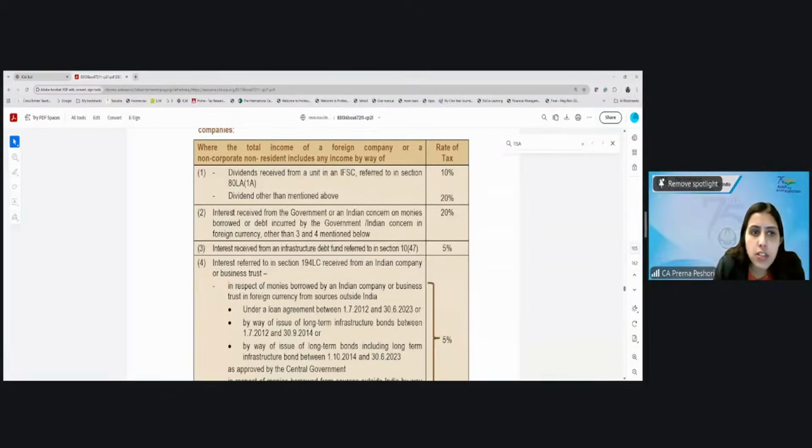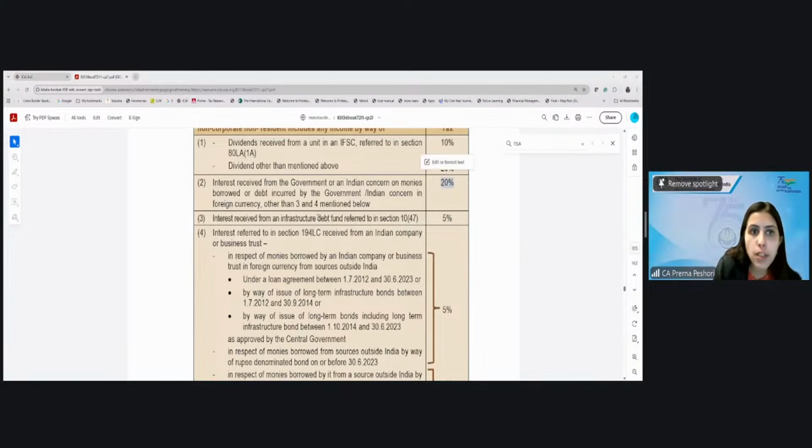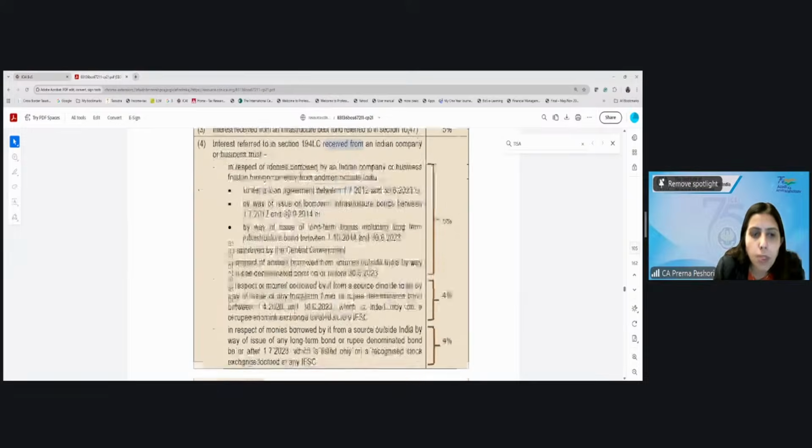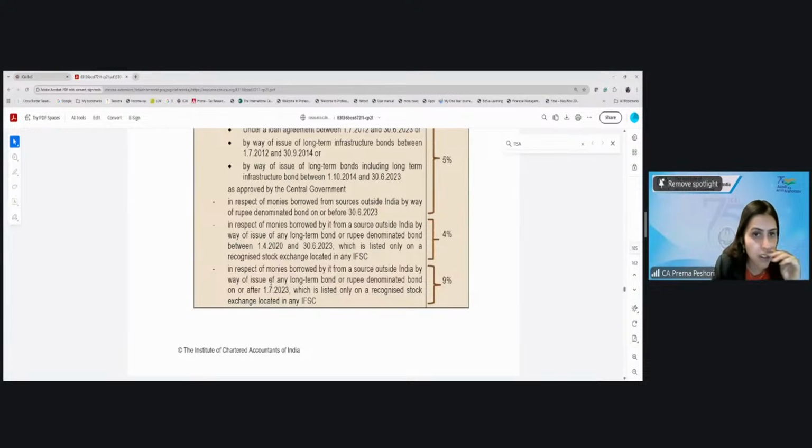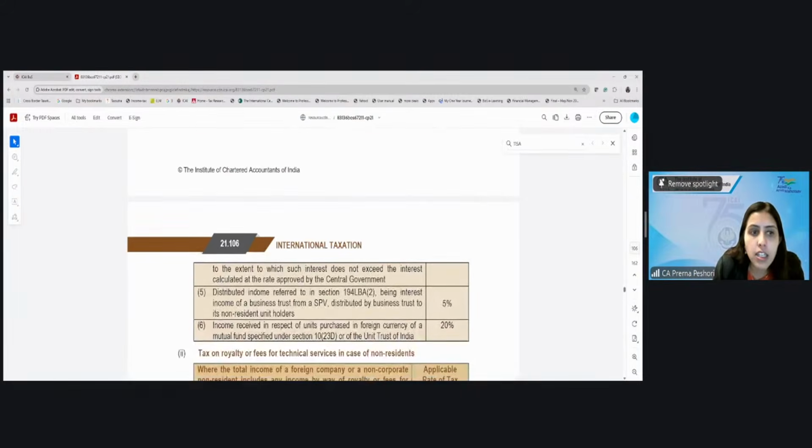So, in respect of interest received from the government or an Indian concern, it is 20%. Again, under 115A. Interest from an infrastructure debt fund, it is 5%. Interest received from an Indian company or a business trust in respect of money borrowed from a source outside India by way of a long-term bond or rupee-denominated bond, which is listed on a recognized stock exchange in IFSC, it is 9%. And interest which is distributed by business trust, which is received from SPV, is taxable at 5%.